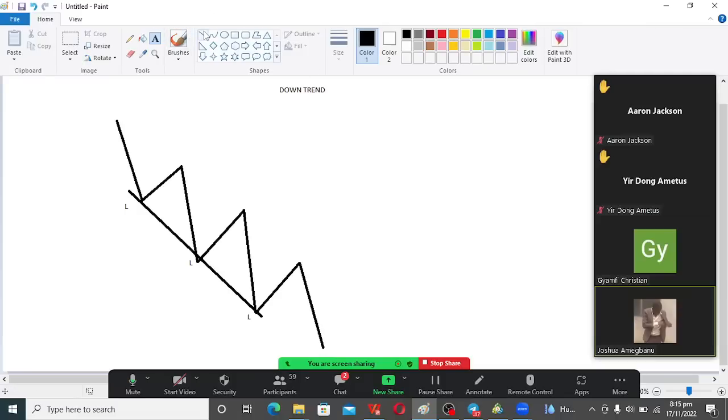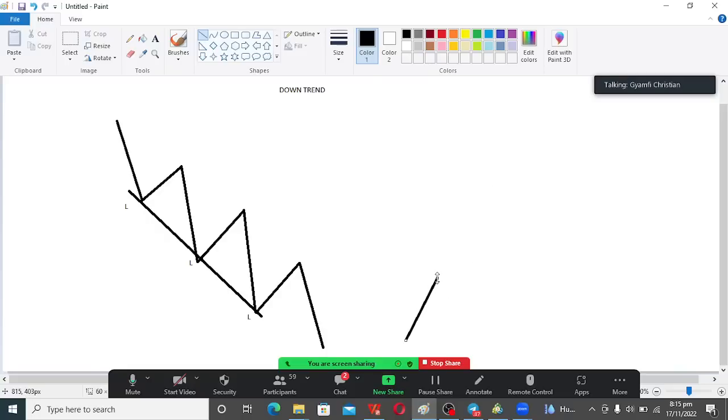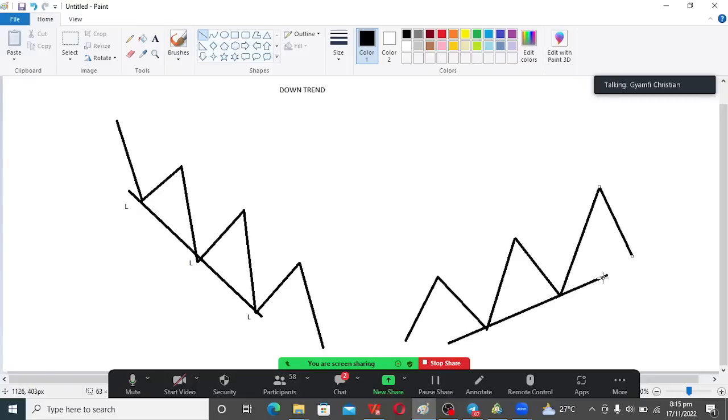And then Joshua also said if market is forming higher highs. Is that correct? Okay. So he's saying that if market forms higher highs, it means that we are in an uptrend, and that's correct.